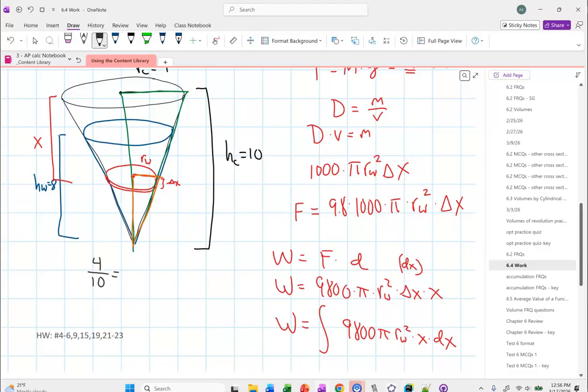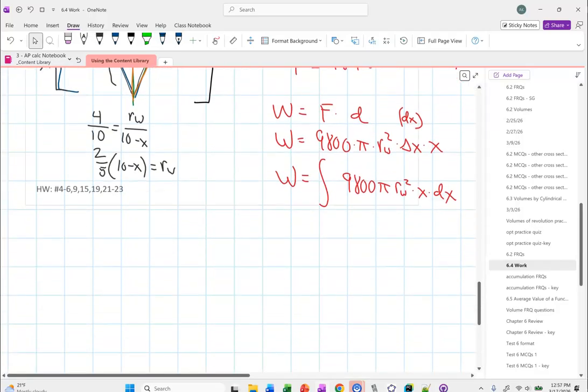And from the orange triangle, I'm going to have RW over, what is this distance going to be? X, or 10 minus x. Very good. So that's the same as this distance. If this is x, and the whole thing is 10, that has to be 10 minus x. So if I multiply both sides by 10 minus x and reduce there a little bit, RW is 2/5 times 10 minus x.